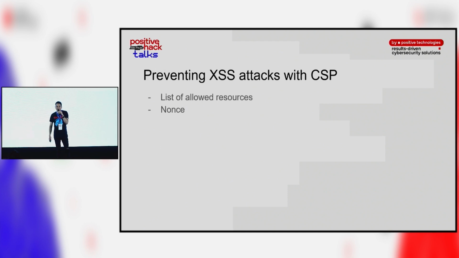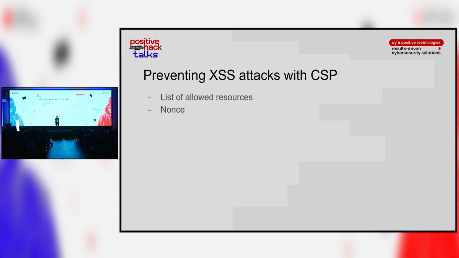And the way I see it, we have two ways of preventing cross-site scripting attacks using a CSP policy. One is using a list of allowed resources, and the other one is using a nonce. Spoiler alert, using a list of resources is not the best way of preventing cross-site scripting. There are so many ways to bypass that. Using a nonce is more secure.